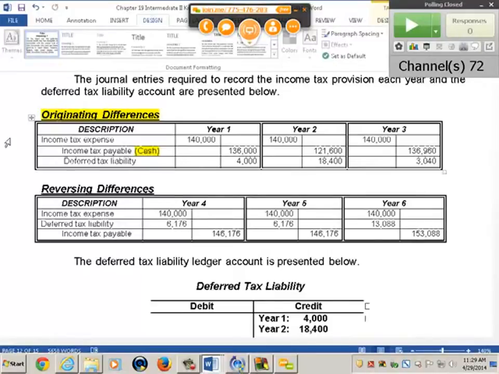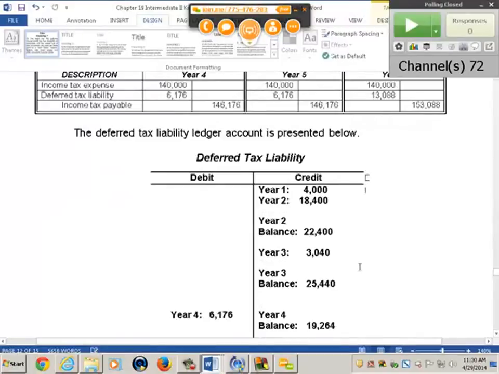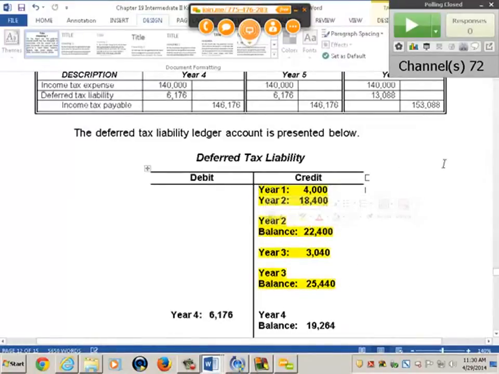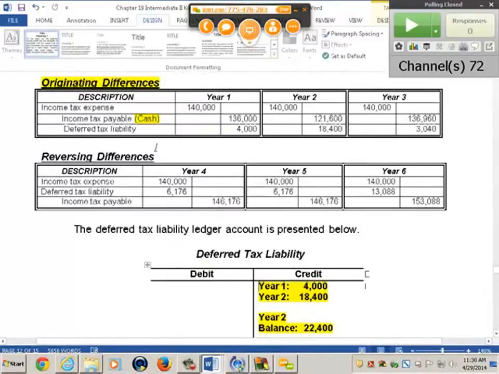And in year two, same story. You debit tax expense, you credit the tax liability for $121,600, credit the deferred liability. Year three, you also build the liability. So once again, in the originating years, if you look at the liability account, the provision builds up that liability to $25,040.